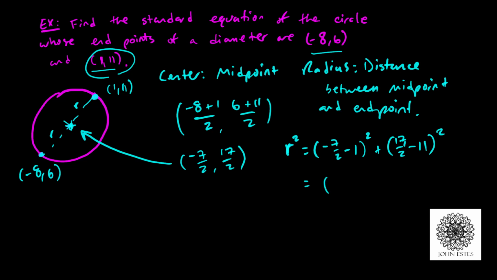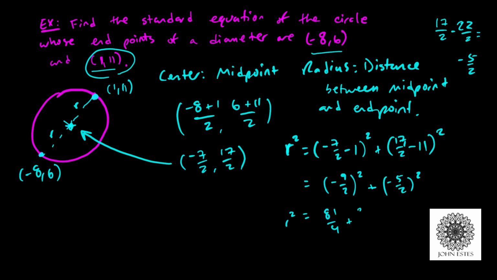You're going to have to do a little bit of work here. I know that 1 is the same as 2/2, so this ends up being (-9/2) squared. And 11 is 22/2, so I have 17/2 minus 22/2, which gives me -5/2. So I have (-5/2) squared here. Then r squared is 81/4 plus 25/4, which ends up being 106/4. I think that can reduce down, if you divide by 2, to 53/2. So there's my r squared.